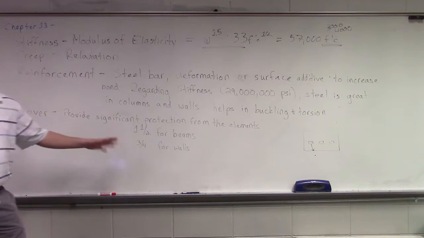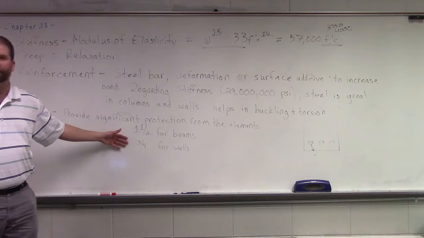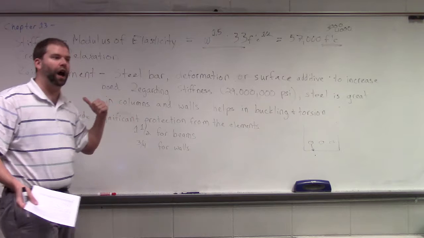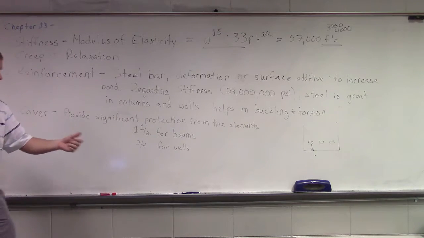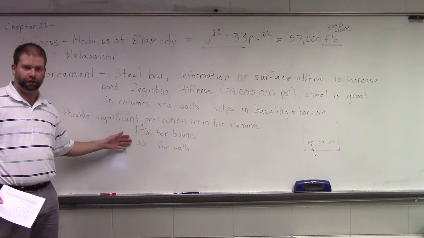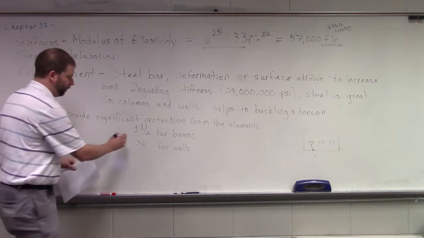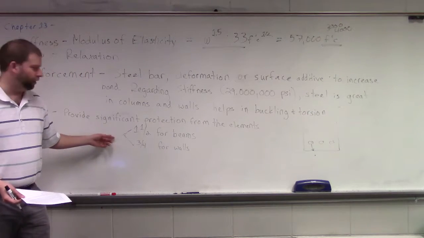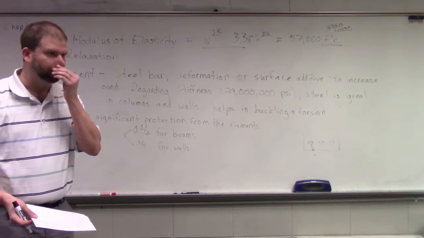Now, this isn't a hard and fast rule. We may find that based on environmental conditions, the geometry, and the amount of reinforcing that goes in, we may need to increase these. But generally speaking, from our initial design standpoint and for the homework that you're going to be doing, this is what you'll use for your cover: 1.5 inches for beams, 3/4 of an inch for walls.